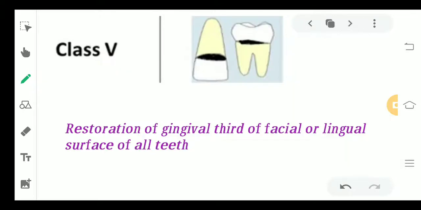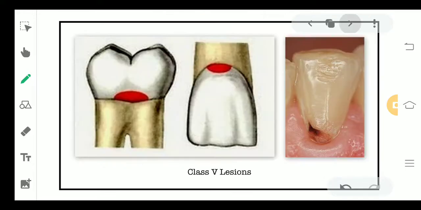Okay. So moving ahead with class 5. Class 5 is very easy. Whenever you're doing the restoration on the gingival third, it is always towards the cervix. Okay. So whenever you're doing the restoration from the gingival third on the facial or the lingual surface of all the teeth, all the incisors, molars, premolars, everything, whenever it is on the gingival region, then you're going to say it to be the class 5 preparation. Normally the class 5 restorations are done with either GIC or composite. Okay, we do not use amalgam in these cases.